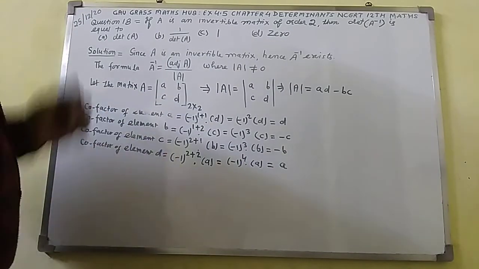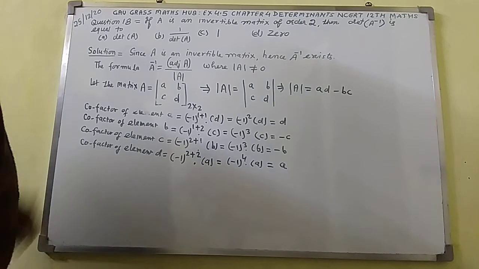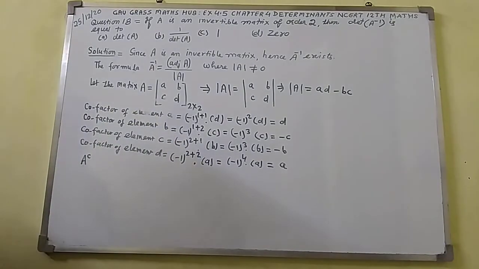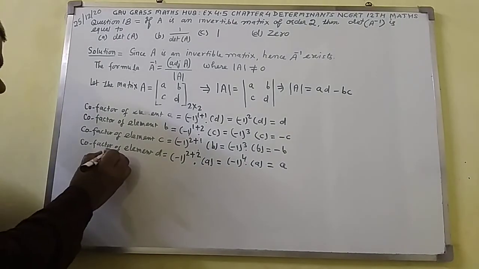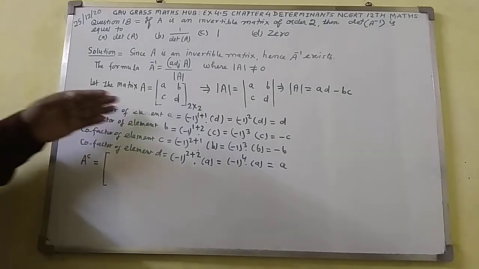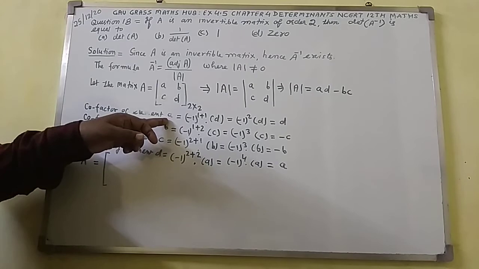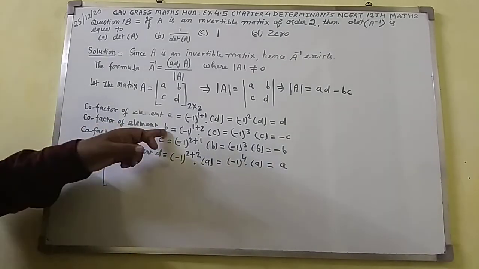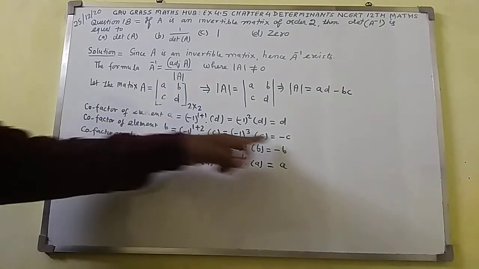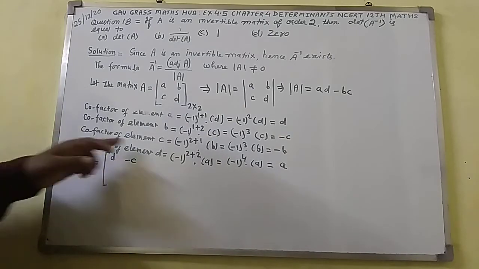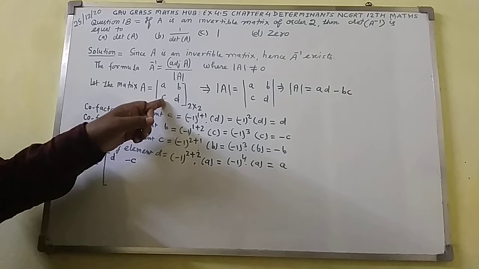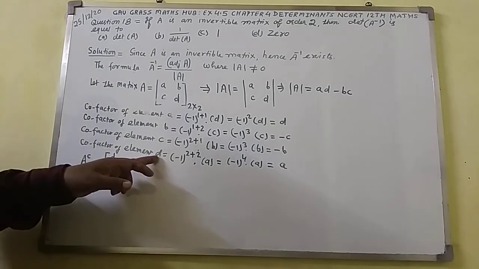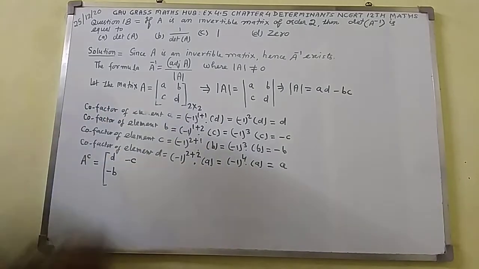Now this thing you have elaborated here. Now you can easily get cofactor matrix of matrix A. So here I shall write cofactor matrix equal to cofactor of element A. In place of A, I shall write here D. Cofactor of element B, here minus C. In place of B, here write minus C. Cofactor of element C comes out to here minus B. So in place of C, I shall write here minus B. And cofactor of element D comes out to here A. In place of D, I shall write here A.